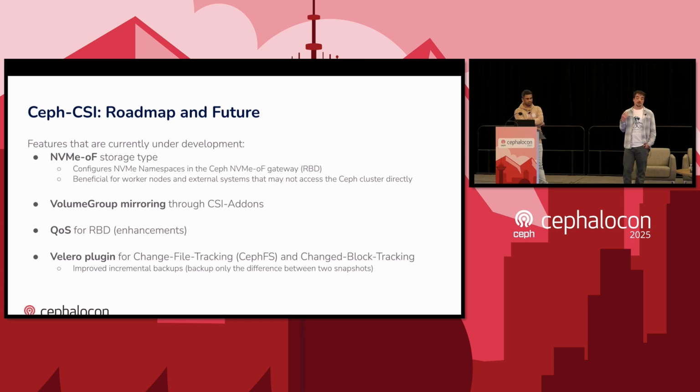We have QoS for RBD, but only for RBD NBD, so the user space part, the kernel driver doesn't support QoS. And we're working on a Velero plugin to implement changed file tracking. So similar to the changed block tracking, you can have two snapshots of CephFS compared to each other and get a list of files that were modified. So backups don't have to back up the whole file system, but only the last pieces that were modified.